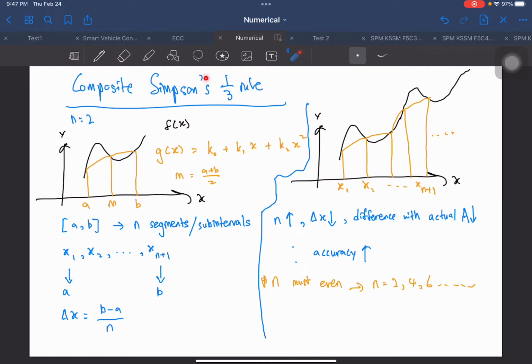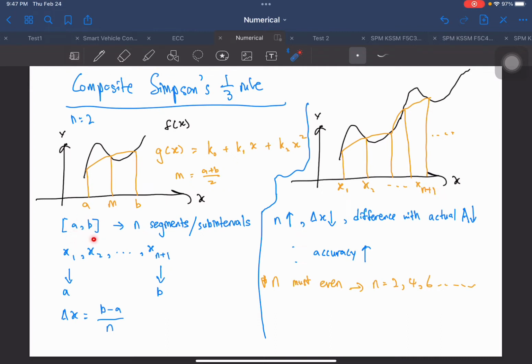So here is Composite Simpson's 1/3 rule, and as we said in the last video, if it's a simple Simpson's 1/3 rule, n is equal to 2 and you use a quadratic function to determine the approximate area under the curve. A to B is the range and M is the midpoint. What we're going to talk about today is putting it n times.